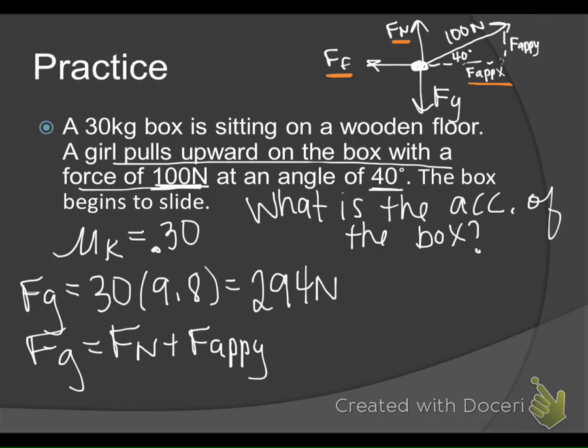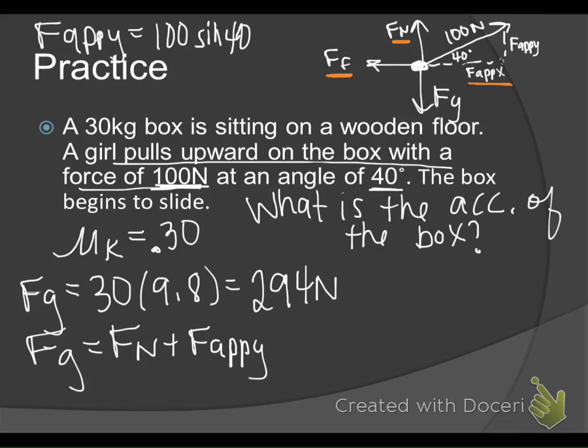The reason that we can do this is because we know it's not accelerating vertically at all, which means we need to know that the up forces equal the down forces. So these are the up, and this is the down. Okay? So we can plug these in here. Have we calculated F applied Y yet? No? How do we do that? Good. F applied Y equals 100 times sine of 40.